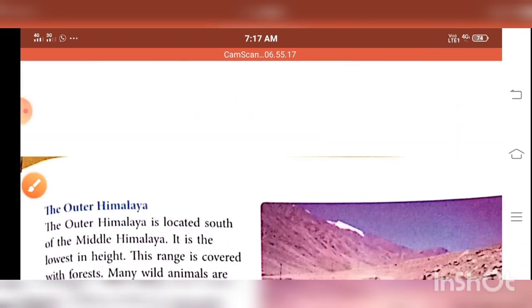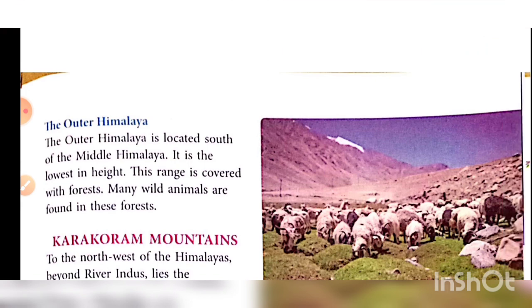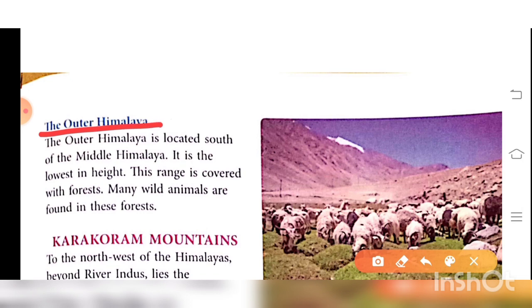Now let us come and see the third part, that is Outer Himalaya. Outer Himalaya, once again it is located towards the south of Middle Himalaya, just मिडल हिमालय के दक्षिण की ओर ये आउटर हिमालय है। It is the lowest in height, और ये उन दोनों श्रृंखलाओं की अपेक्षा बहुत हाइट में छोटा है, कम है। This range is covered with forest, many wild animals are found in this forest. Once again students, Outer Himalaya is also covered with thick forest, and many wild animals, varieties of animals are found in the Outer Himalayas.